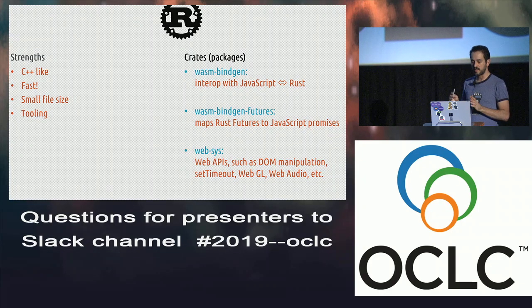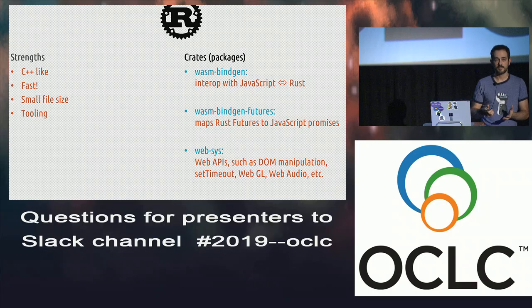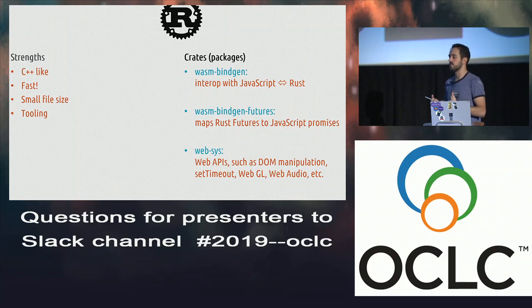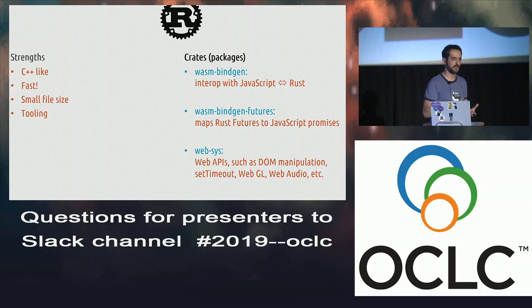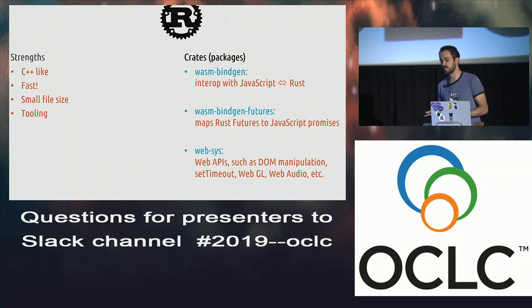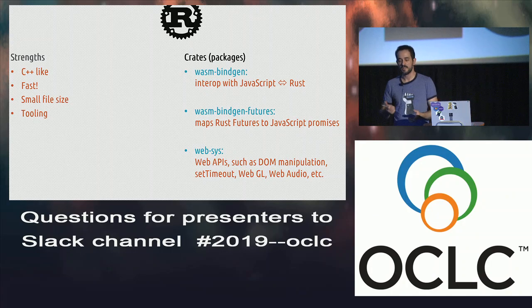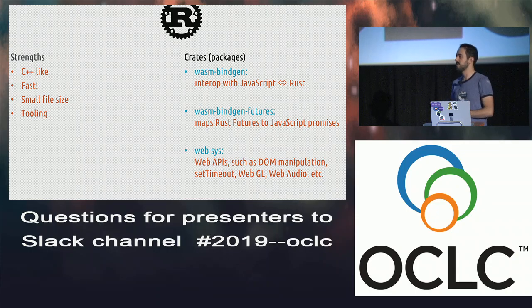All right, next let's look at Rust. Rust is a C++-like language. People like it because it's fast, the file output sizes are small, and it has really great tooling. And it has really great tooling for WebAssembly as well. So it has an ecosystem called crates. These are packages. And they have several based around WebAssembly. And these are just a few that I named here in the slide.